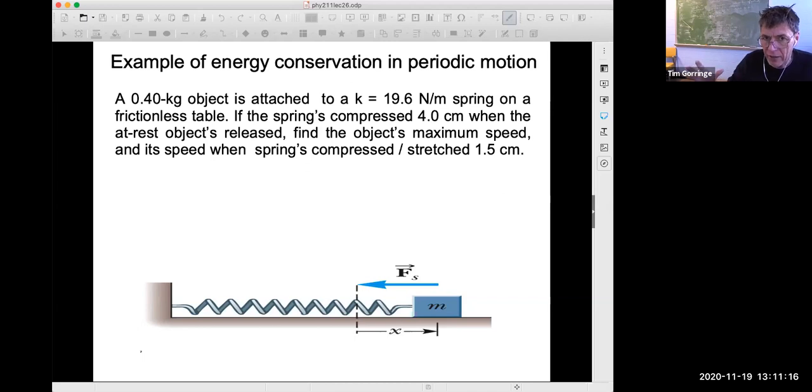Knowing that initial condition, that we compressed the spring by 4 centimeters and release the object from rest, we're going to use energy concepts, energy conservation, to find the speed of the object. We're going to find its maximum speed, and we're going to find its speed when the spring is either compressed or stretched 1.5 centimeters.